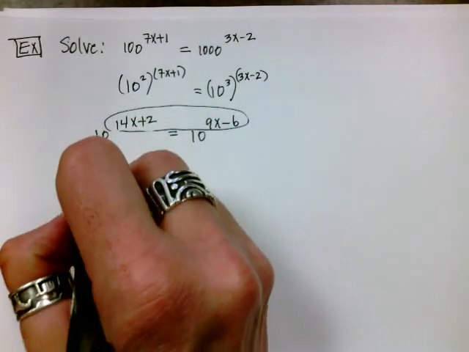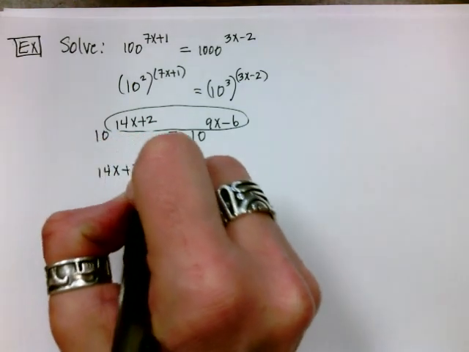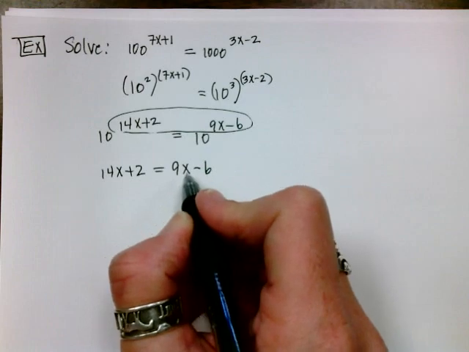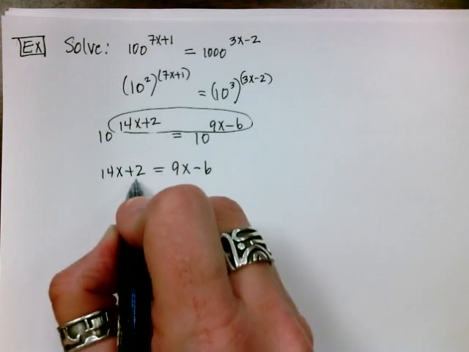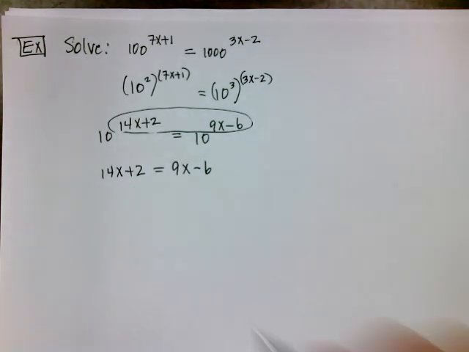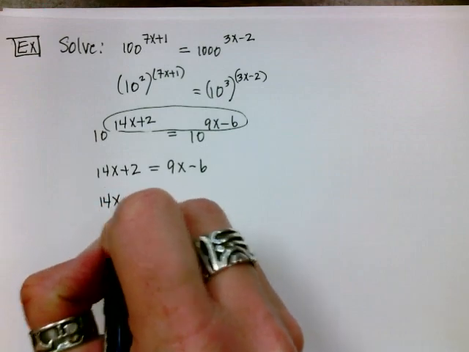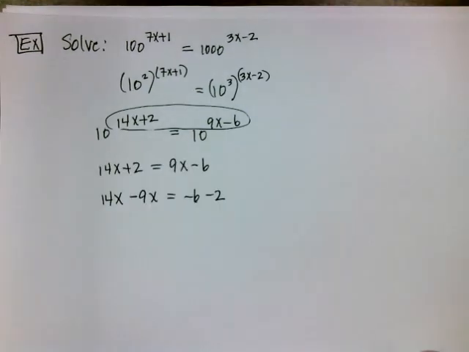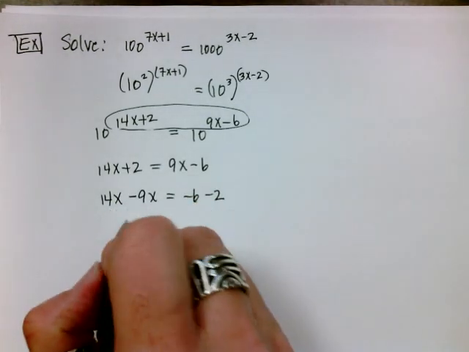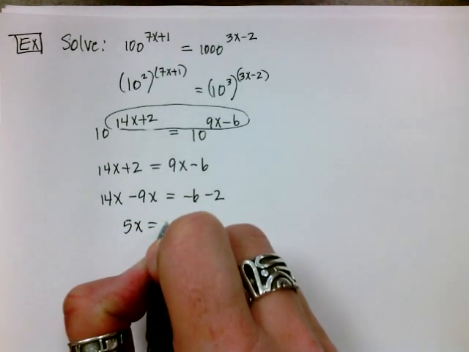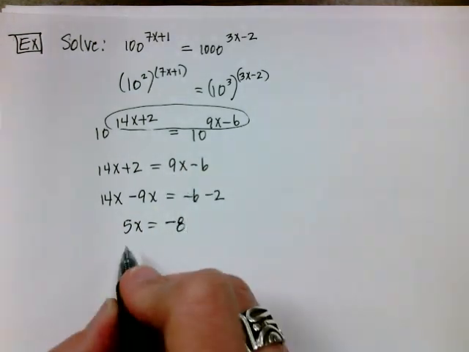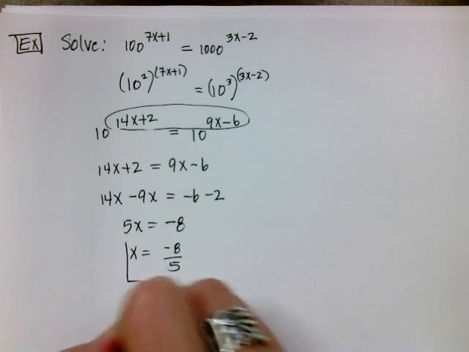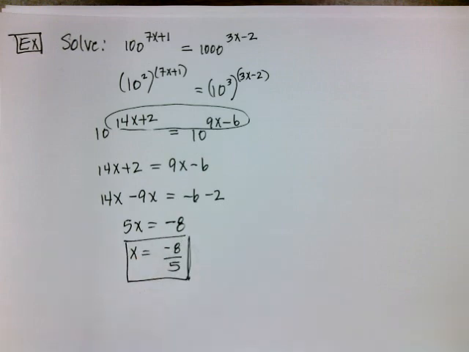So I'm going to get 14x plus 2 is equal to 9x minus 6. Subtract 9x from both sides and subtract 2 from both sides. So I'll do it both in one step. I'm going to get 14x minus 9x is a negative 6 minus 2. Combine like terms. 5x is equal to a negative 8. So x is going to equal a negative 8 divided by 5. So that was pretty easy.